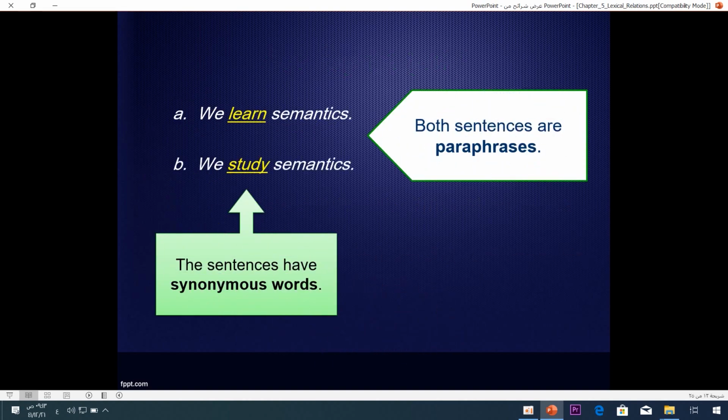As you see, we learn semantics, we study semantics. Both sentences are paraphrases. Sentence number 1 includes the meaning of sentence number 2 and vice versa. So you can't deny one and confirm the second one. So you cannot say, well, we are not learning semantics, we are just studying semantics. So this is laughable.